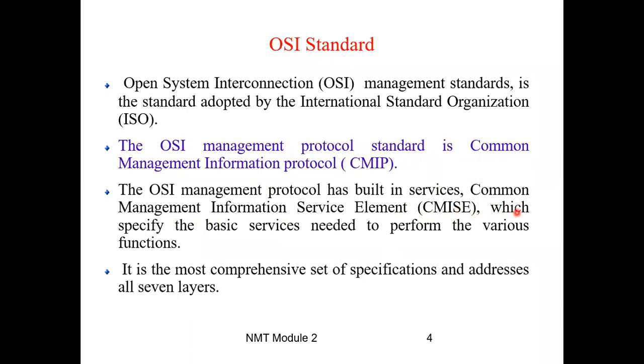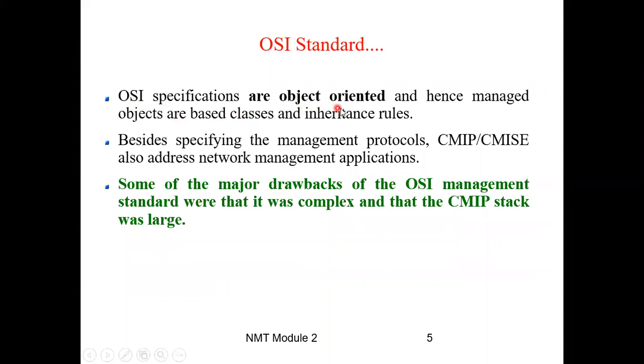These 7 services specify the basic services needed to perform the various management-related functions. It is the most comprehensive set of specifications, and it addresses all the 7 layers. So if I compare the OSI management standard, we can say that it is very comprehensive, and very detailed in the way the standard was specified. OSI specifications are object oriented. Not all standards might be object oriented. Hence, the managed objects are based on classes and the inheritance rule.